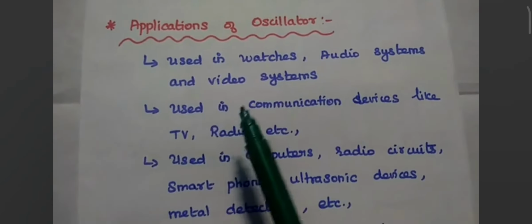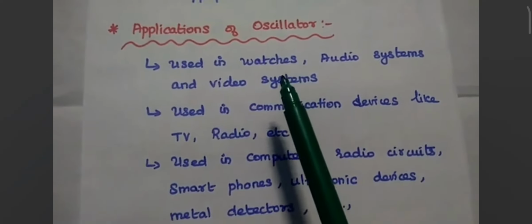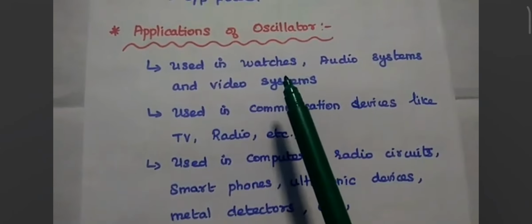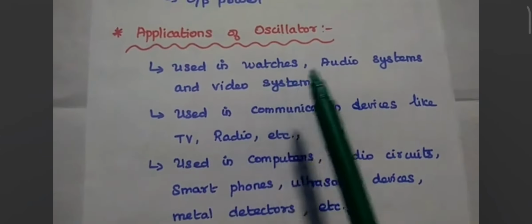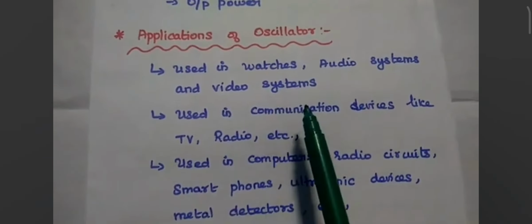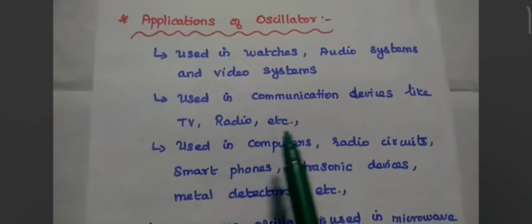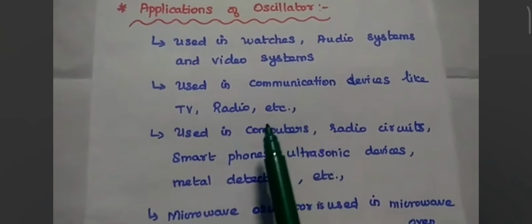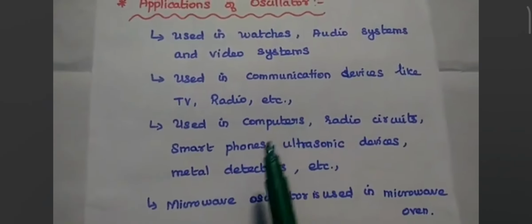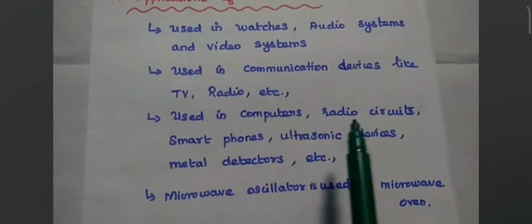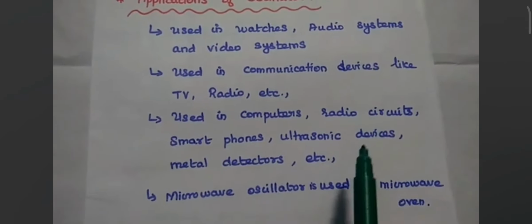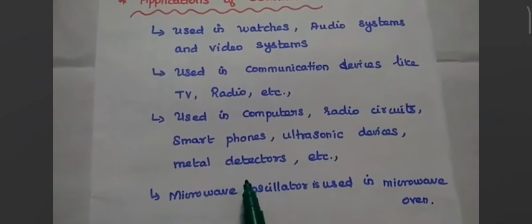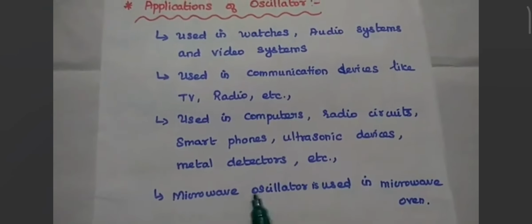It is widely used in watches, especially quartz crystal oscillators. Okay. It is used in watches, audio systems and video systems. It is used in communication devices like TV, radio, etc. It is also used in computers, radio circuits, smartphones, ultrasonic devices, metal detectors, etc.